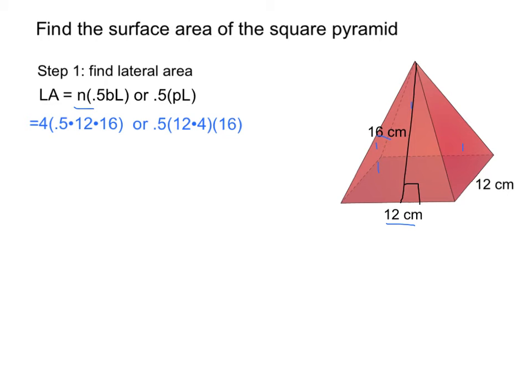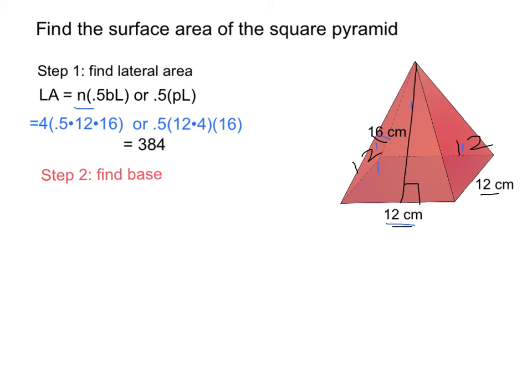Now let's try using the second formula where we find the perimeter of our base. So if this side is 12 and this side is 12, then that means this length is 12 and this length is also 12. So we have 0.5 times 12 times 4, since we have 4 sides that are 12, times our slant height, which we know is 16. And when you multiply them out both ways, you see that you get 384.